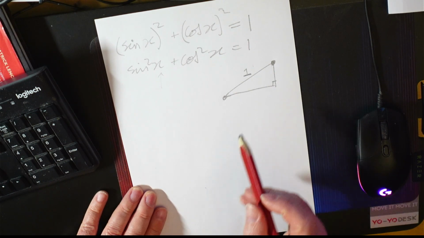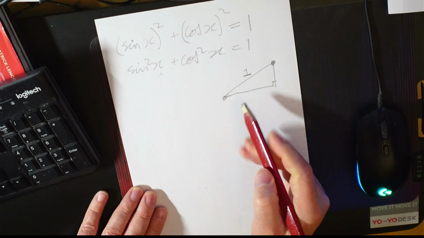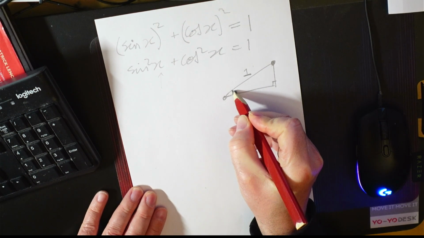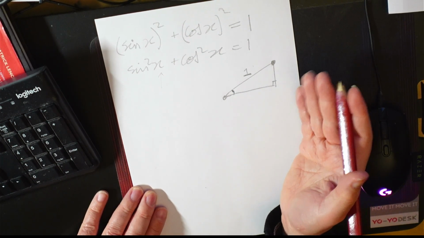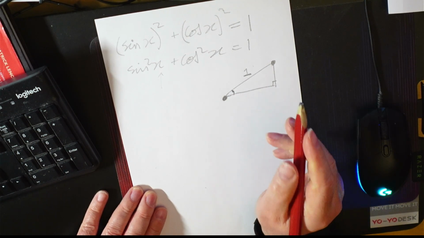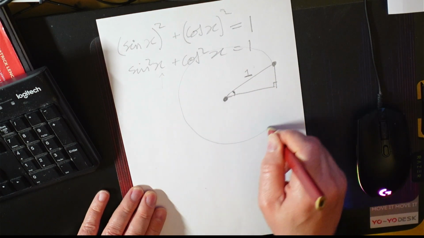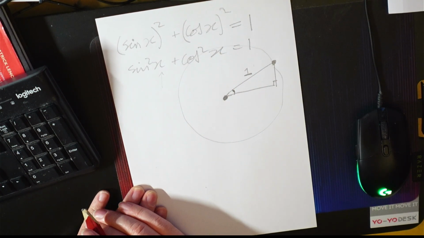So what you're doing is keeping the one the same length, and then changing, say, this angle, because that's the only thing you can do. We're going to keep that still. We're going to change this angle, and what you're actually going to end up with is a nice circle.